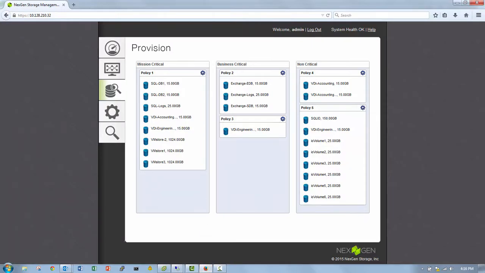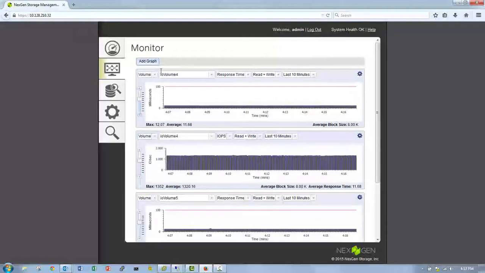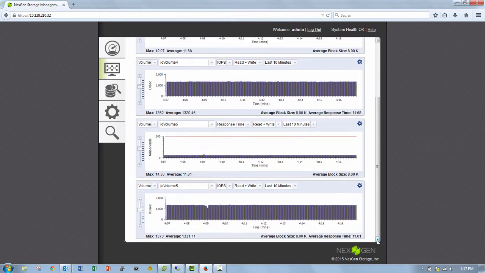Now let's look at the metrics for these volumes. You see here that the volume called IO volume 4 is seeing a response time on the N5 of about 12 milliseconds. And the IOPS for the volume is around 1300. We also see the same thing for the volume called IO volume 5. Latency is around 12 milliseconds, and the IOPS for that volume is around 1300.